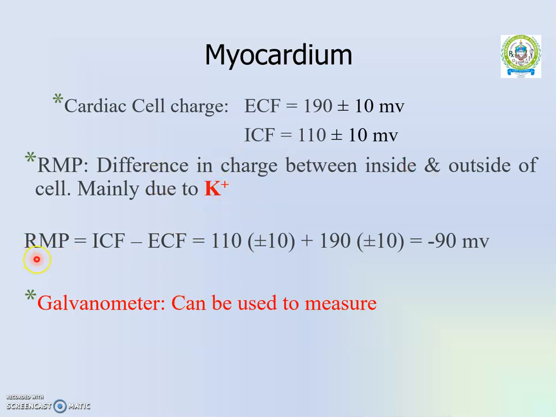So what is resting membrane potential? It is the difference between intracellular fluid and the extracellular fluid, that has already been stated: 110 plus or minus 10 and 190 plus minus 10. It is somewhere near minus 90 millivolt, and this particular charge is generated at the cardiac cell and can be recorded by a galvanometer.